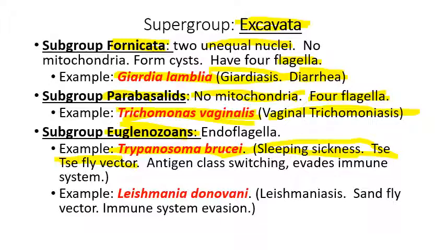And then there's another very important example called Leishmania donovani, and in fact, other members of the genus Leishmania cause a disease called leishmaniasis, right? And it has several other names that we'll discuss later. It's carried by a sandfly vector, and it does something that's even better than antigenic class switching. It does immune system suppression. Immune system mollification, which we'll talk about later.